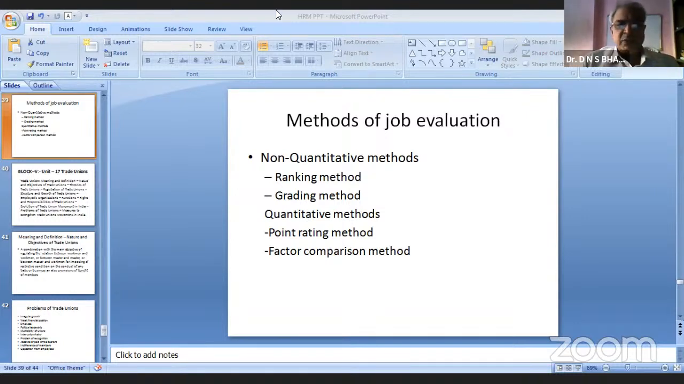The grading method has its own merits and limitations. It is very simple and easy to understand, and that is also known to us. But more systematic and accurate grades cannot be prepared. How to divide economic factors from non-economic factors? It helps only for wage differentiation. Wage administration is very easy.